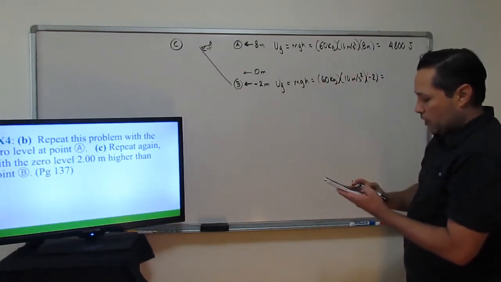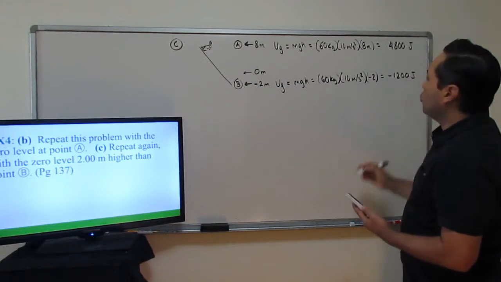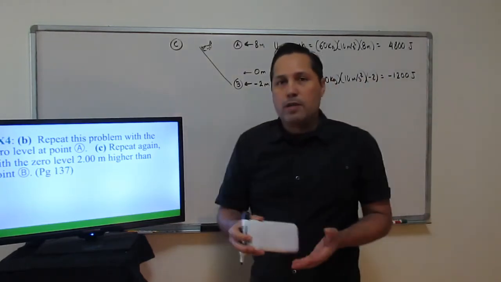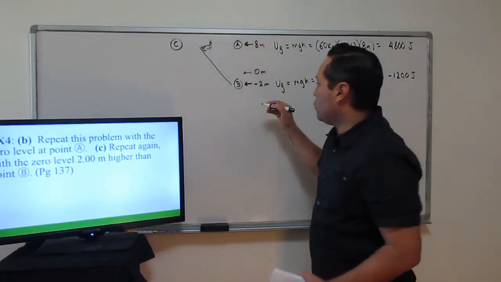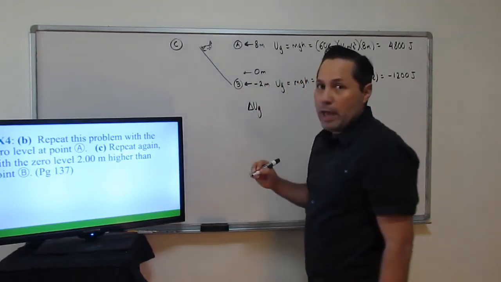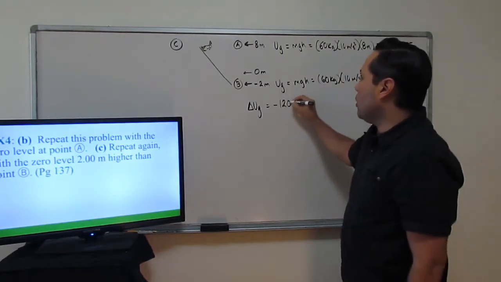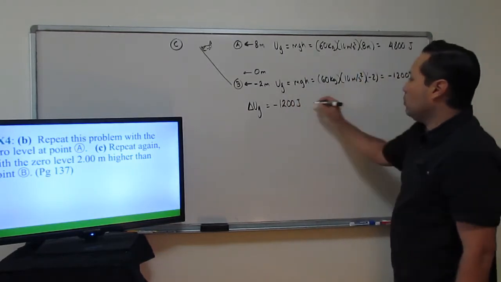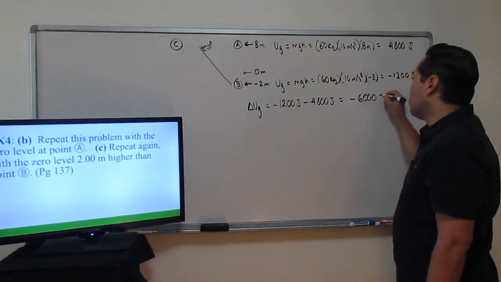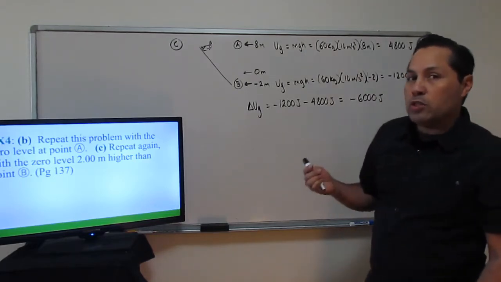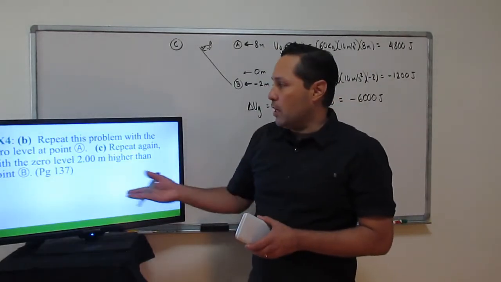So that's going to go ahead and give us the following: 60 times 10 times negative 2, negative 1,200 joules. All right, and one more time we're asked to figure out the change in potential energy from point A to point B. So our change in gravitational potential energy is going to be final minus initial. Our final was negative 1,200 joules minus initial, which is 4,800 joules, and again we get negative 6,000 joules. So the change in potential energy is always negative 6,000 regardless of where we put the reference point. And that takes us to the end of example number 4.